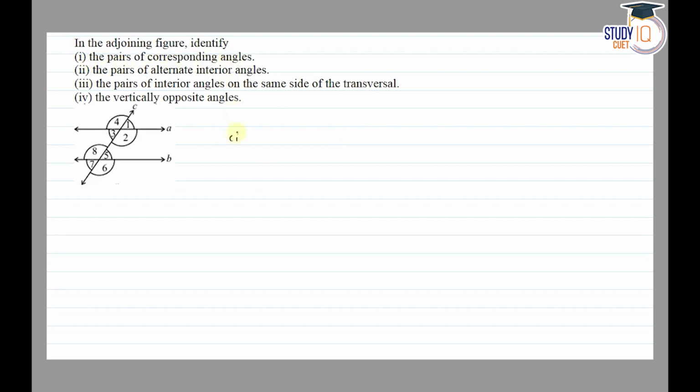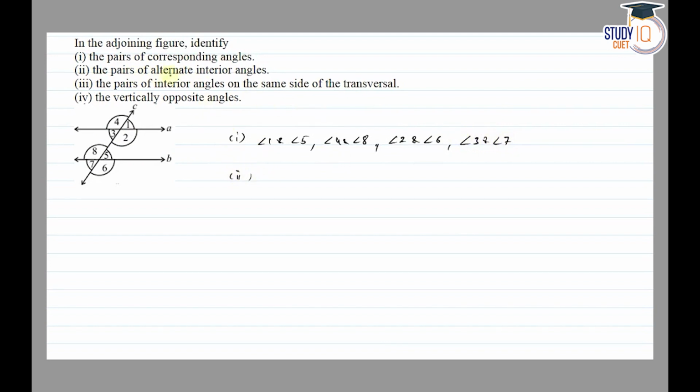So first corresponding angles हो जाएंगे हमारे 1 5. So angle 1 and angle 5, angle 4 and angle 8, angle 2 and angle 6, angle 3 and angle 7. So angle 3 and angle 7 is corresponding angles.